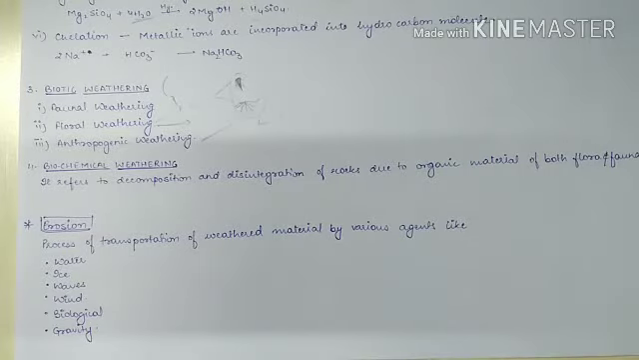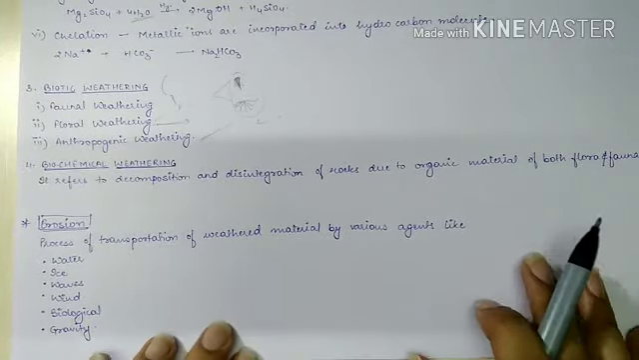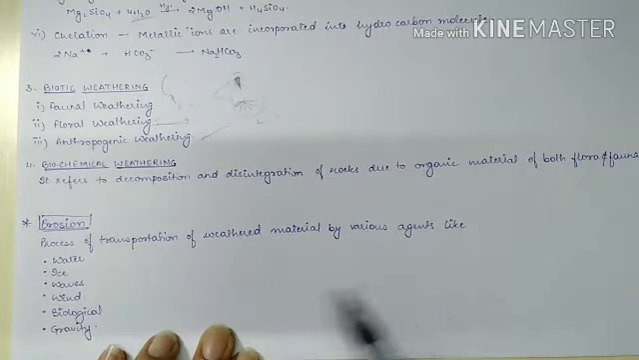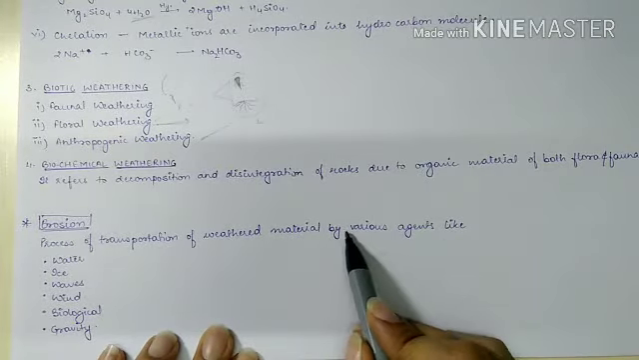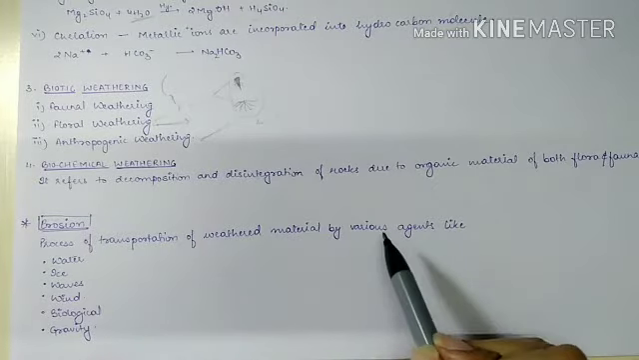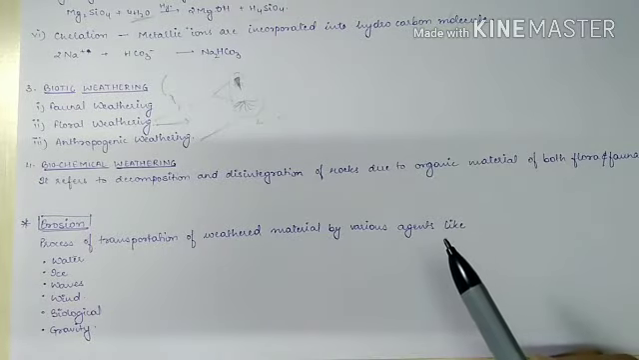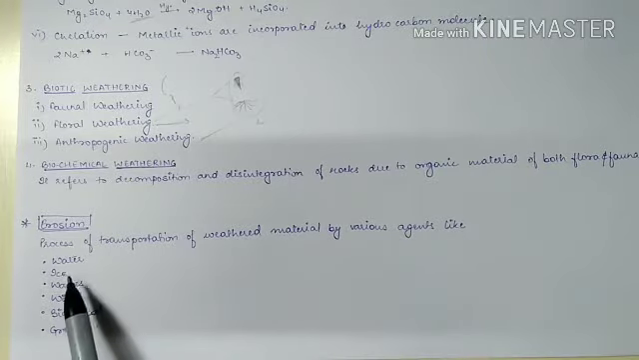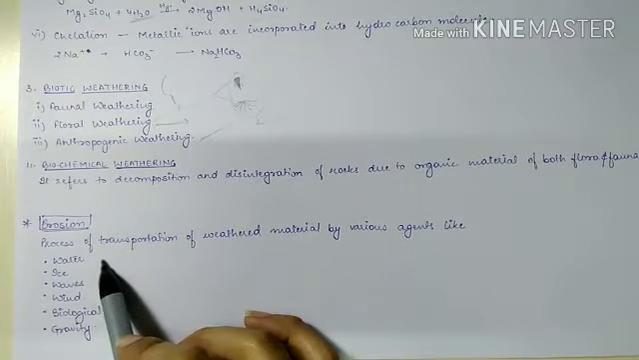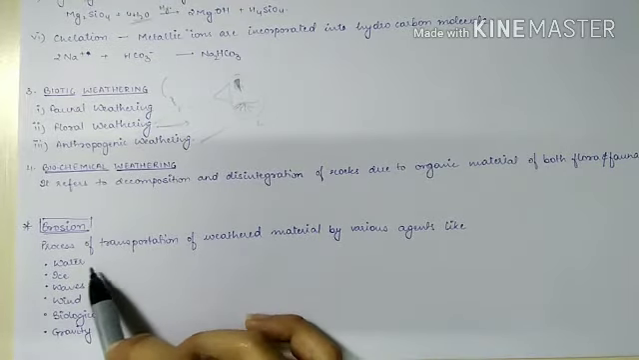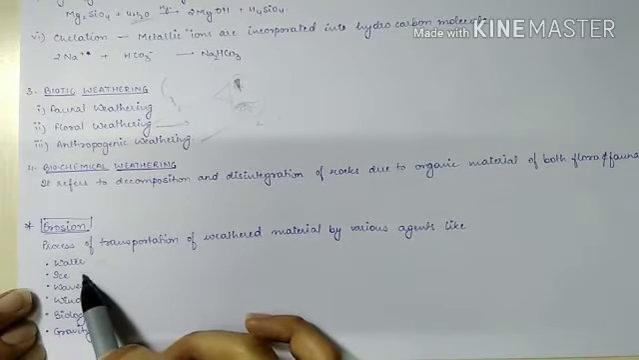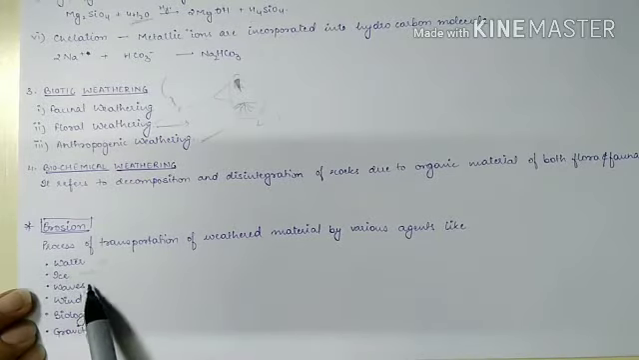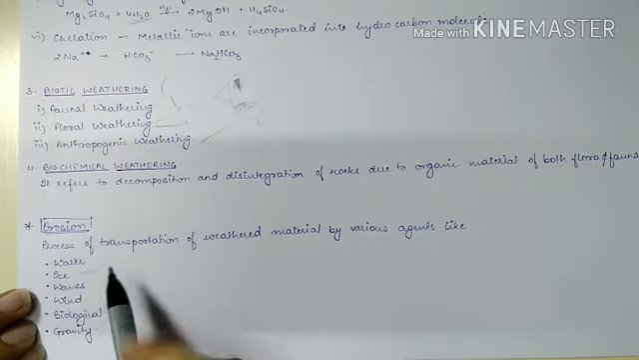Now, next is erosion. Erosion, as I told you, is the process of transportation of weathered material to another place, and this happens with the help of various eroding agents. The eroding agents are water, so this forms fluvial landforms, and the erosion type is known as fluvial erosion. Next is ice, we have glacial erosion, and the landforms formed are glacial landforms.